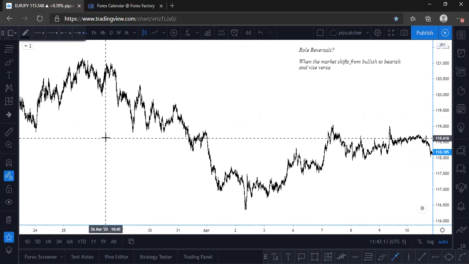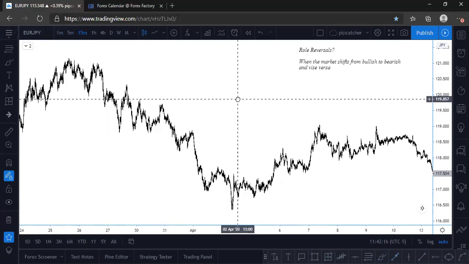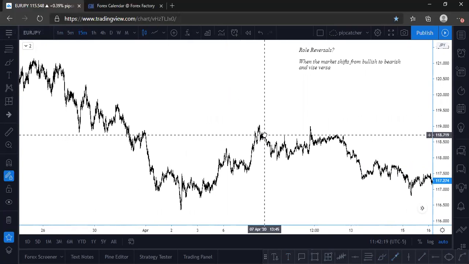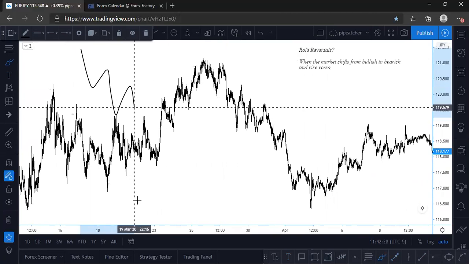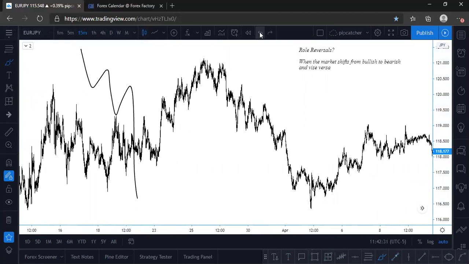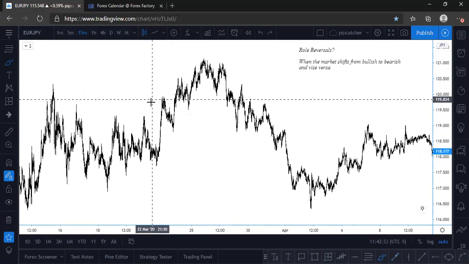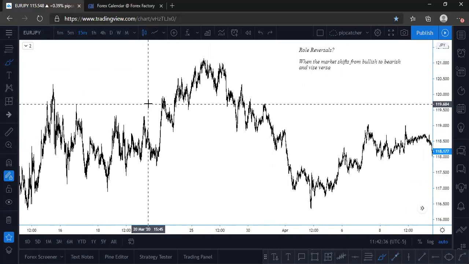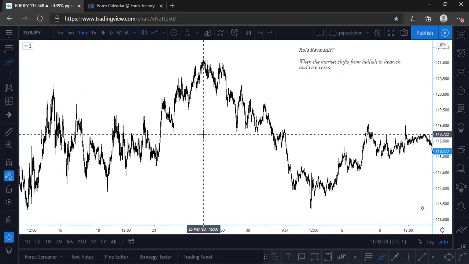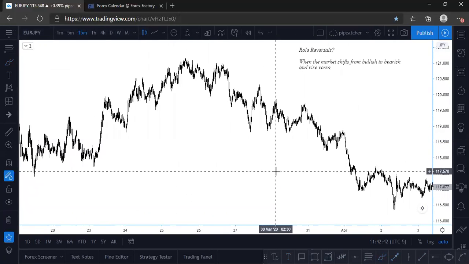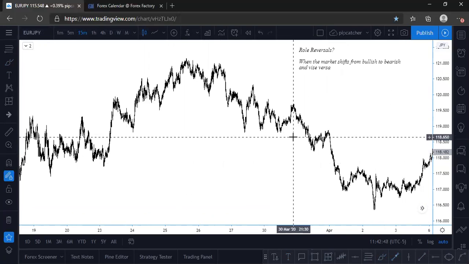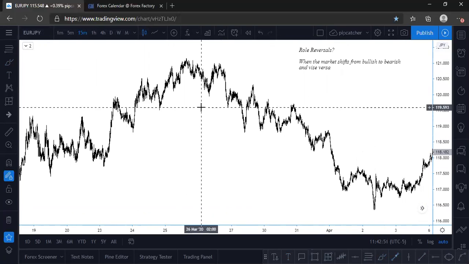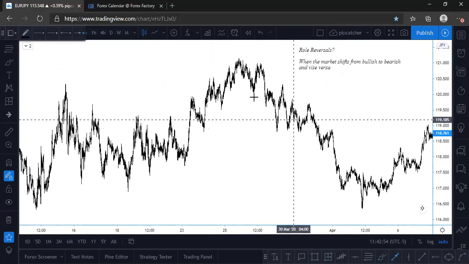I know that I talked about role reversals, but essentially you can also use this method just for a simple break and a retest too. Obviously you want to trade with the trend, but some people like reversals for some reason, and I find myself trading reversals sometimes too. So, we're going to make this basic.